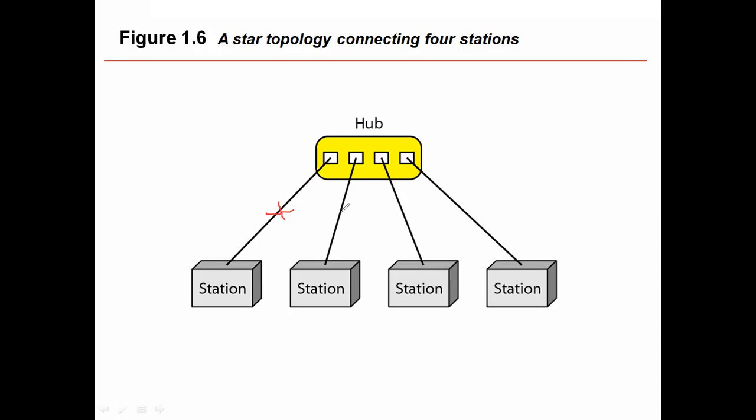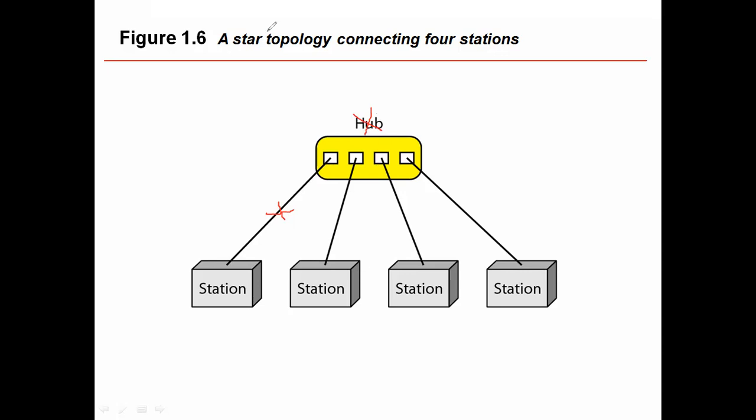But here also we have a drawback. The drawback is, if the hub fails, what happens? The entire network will collapse. All the systems will become individual systems. So that is the major drawback which we face here. But the rest of the things are advantages.